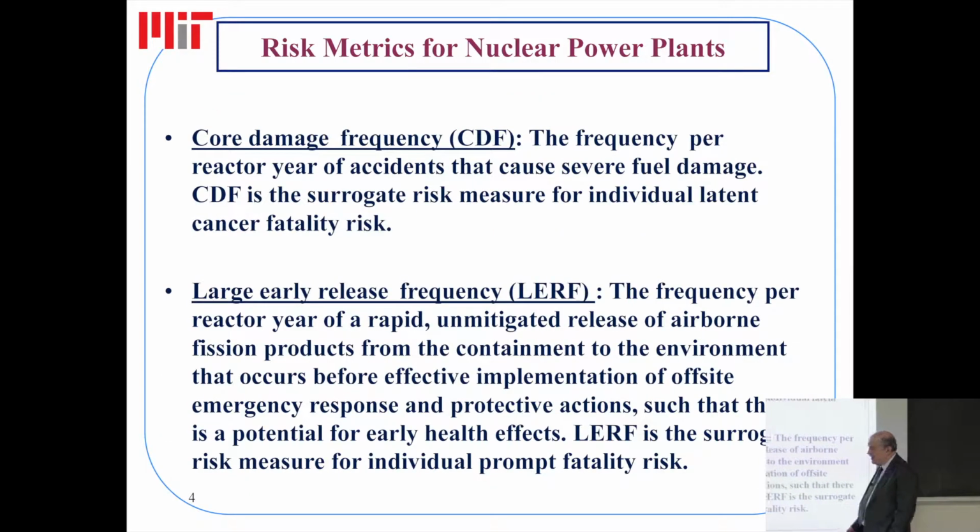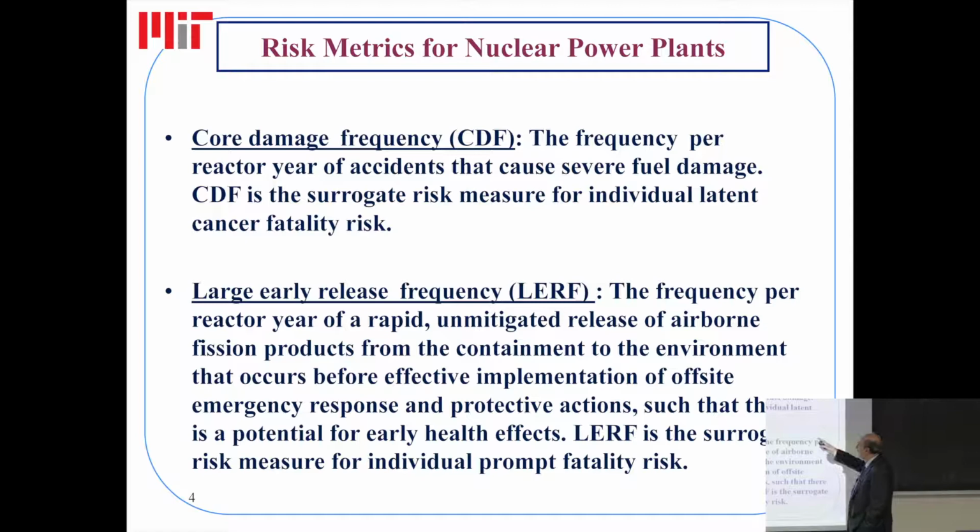Typically, I said that we have quantitative health objectives in terms of cancers and so on, but in day-to-day operations, the industry and the NRC are using these two metrics. The core damage frequency, which is a surrogate for latent cancers, is self-explanatory. The frequency per reactor year of accidents that cause severe fuel damage. And the large early release frequency is, the definitions are a little fuzzy, by the way. They are not precise, but there is a reason for that.